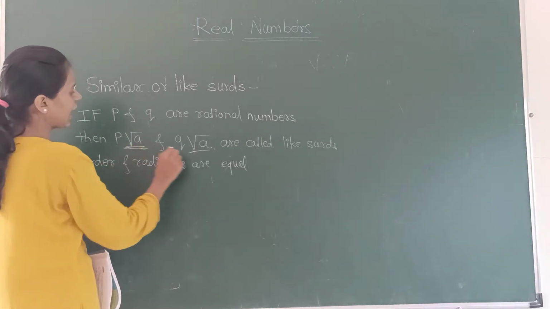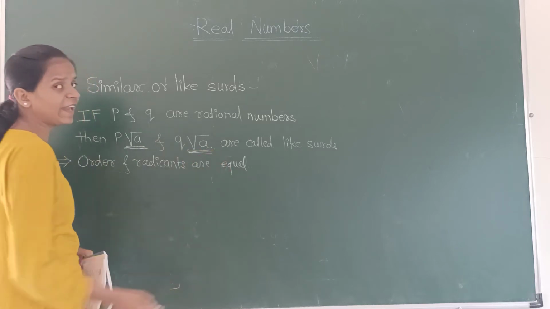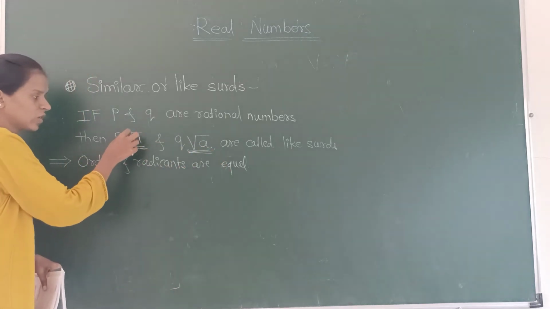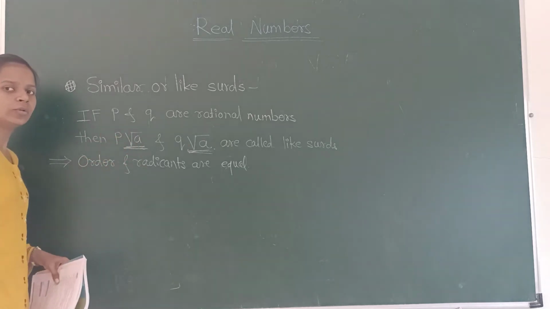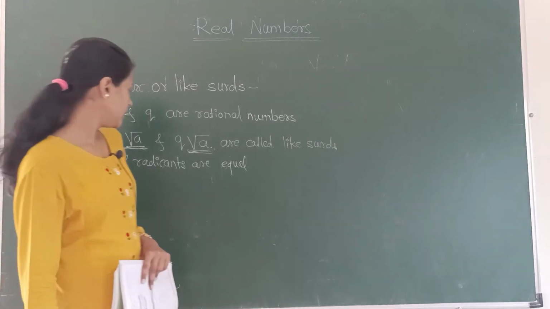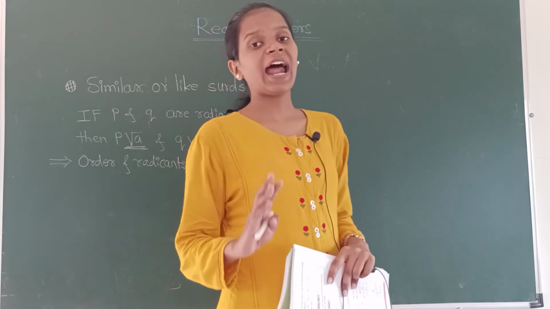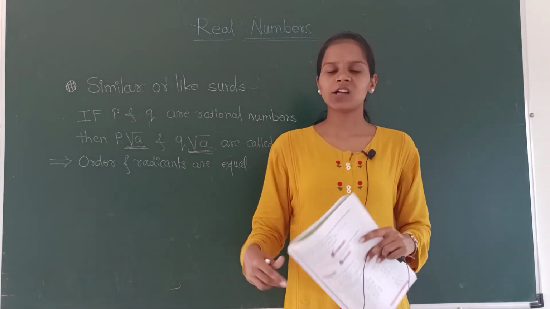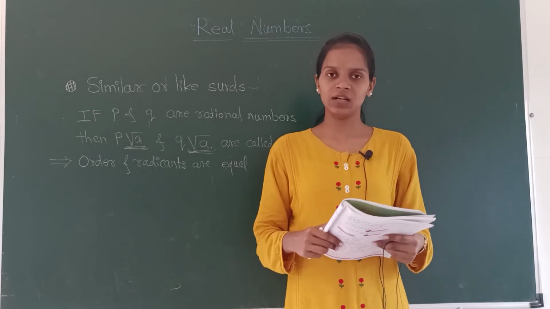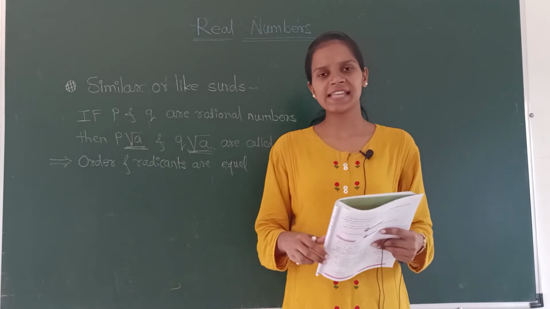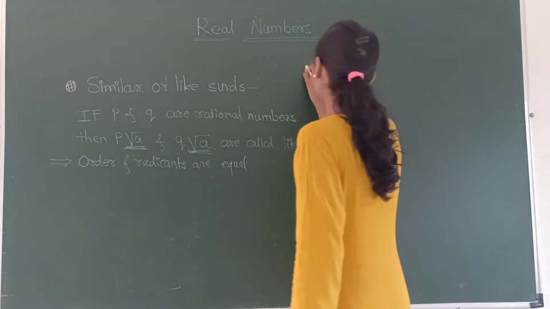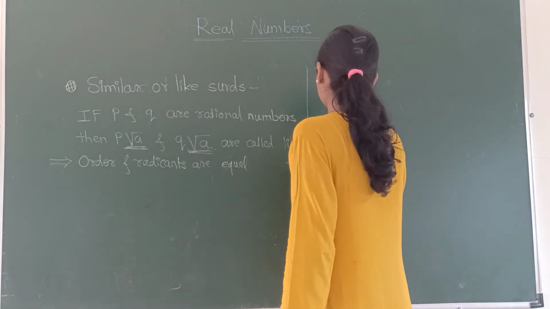You can see here the radicand is A in both, so the radicand is equal, and the order is 2. So if the radicands and order of the given surds are equal, then they are called like or similar surds. We will see one example to make it easier to understand.